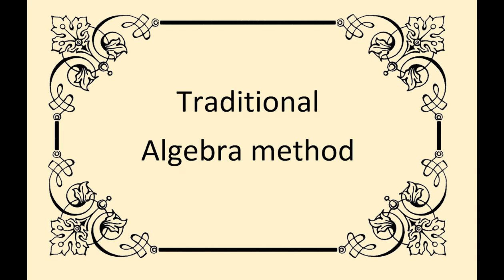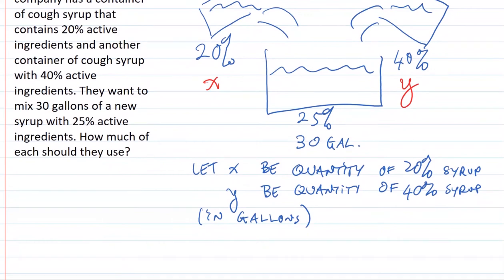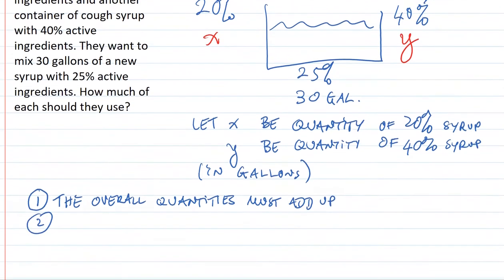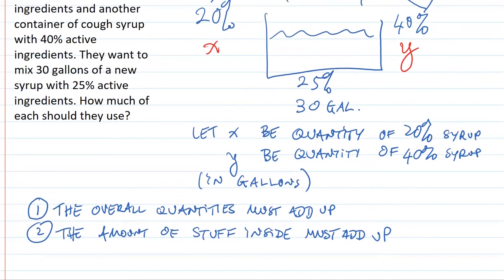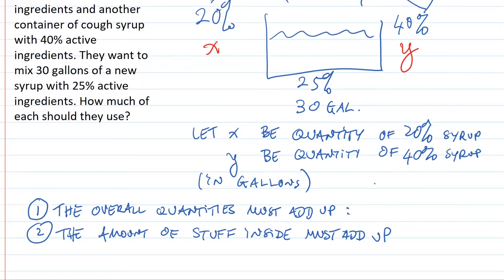All right, now the traditional algebra method. To do the traditional algebra method, you need to realize two things. Number one, the overall quantity must add up. And number two is that the amount of the stuff inside also must add up. The overall quantity, you have X coming in from the left, you have Y coming in from the right, and it makes 30 gallons. So the X, Y, and 30 must add up. X plus Y must equal 30.